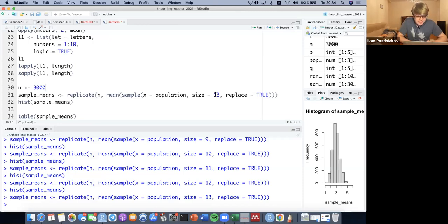What is the probability in this case that the sample mean will be 6? Write the answer, please, somewhere in the chat, in a personal message, better. Do you understand my question?